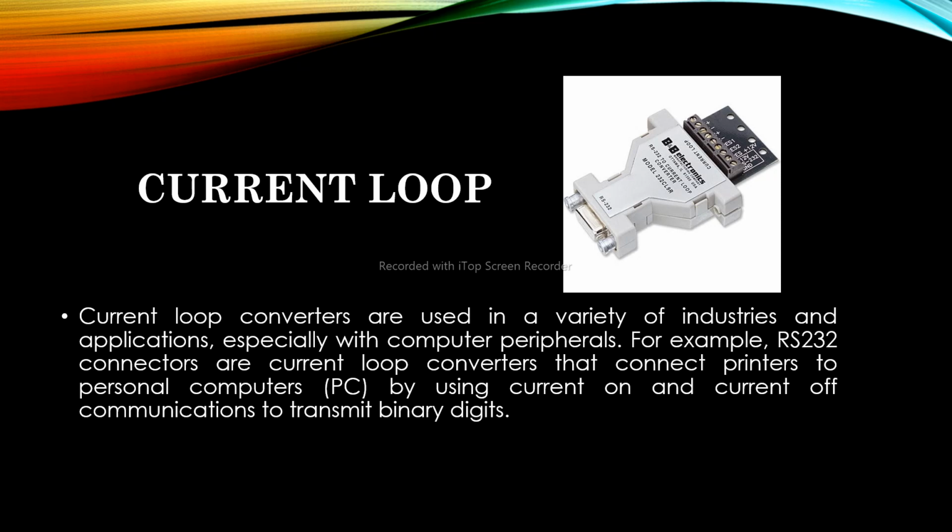Current loop. Current loop converters are used in a variety of industries and applications, especially with computer peripherals. For example, RS-232 connectors are current loop converters that connect printers to personal computers, PC, by using current on and current off communication to transmit binary digits.